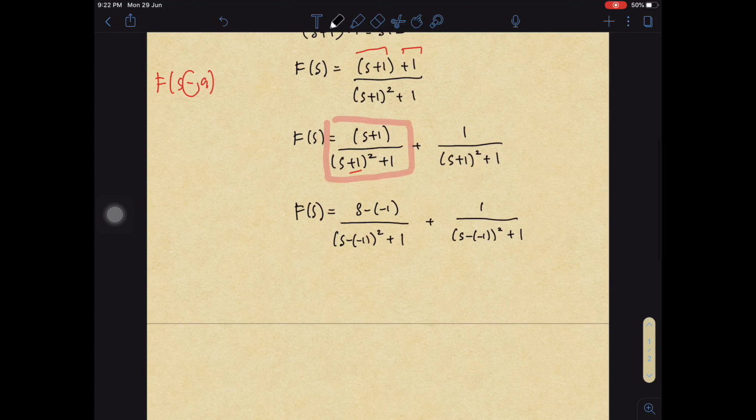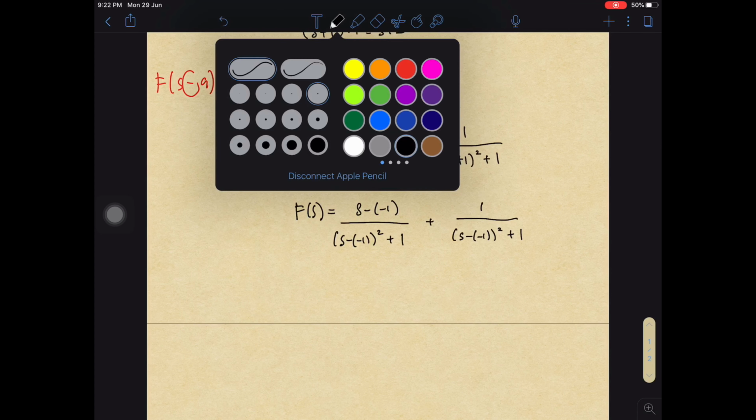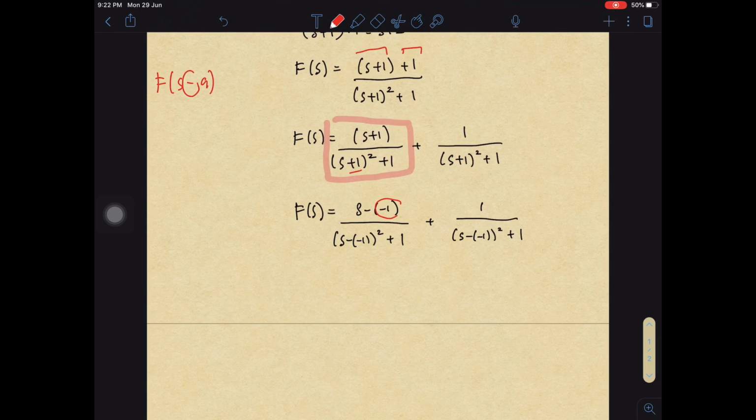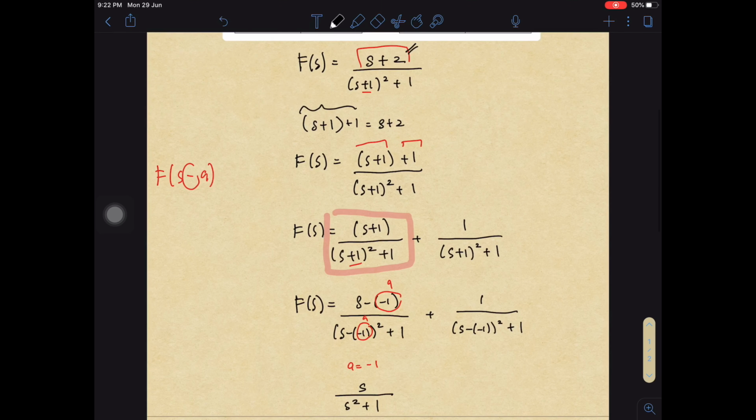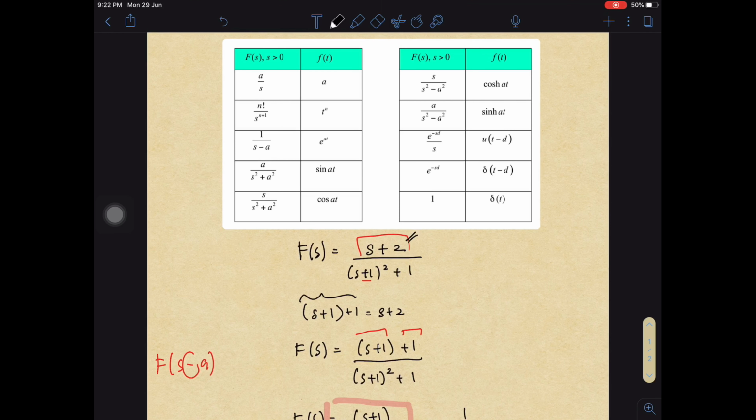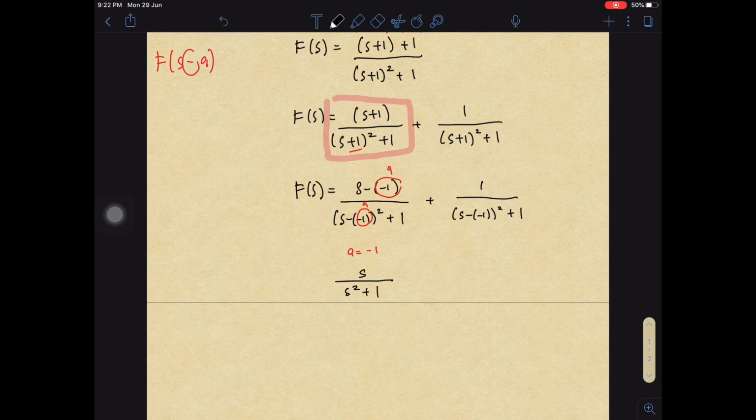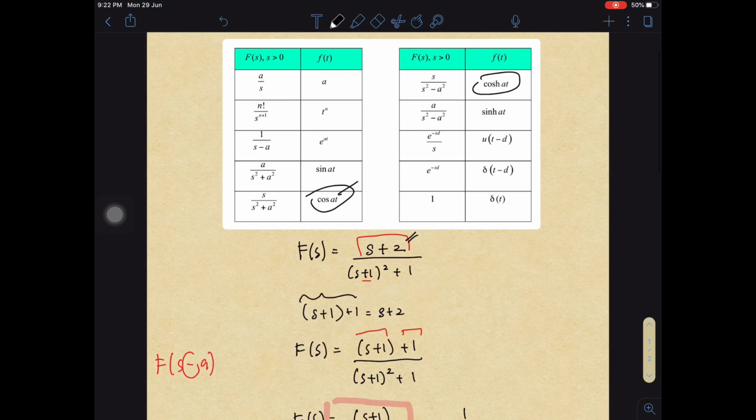Okay, so now by using the first shift theorem, we know that this negative 1 is actually our a. We just take note that our a is equal to negative 1 here. Therefore, after you take note, you can just ignore and eliminate the negative 1 from this function. So what you are left with here is only s over (s square plus 1). If you look at the table, s over s square is related to cos or cosh. You need to check the sign. The sign here is plus, therefore it is related to cos at.